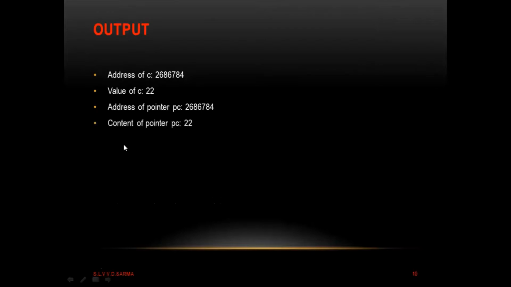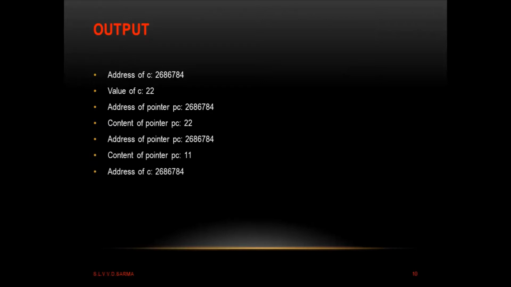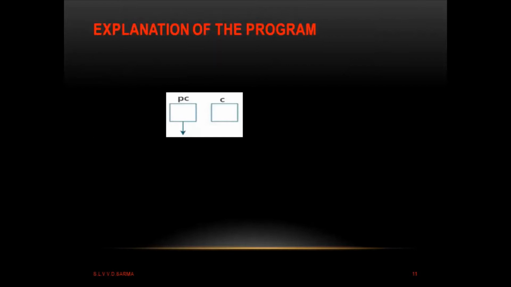Now what is the content of pointer PC? Through PC we are indirectly going to access the C value, 22. The address of pointer PC, we are going to get the same value. Content of pointer PC, indirectly we are going to access the value as 11. So the address of C is the same. Value of C equal to 2. Indirectly we are going to print.